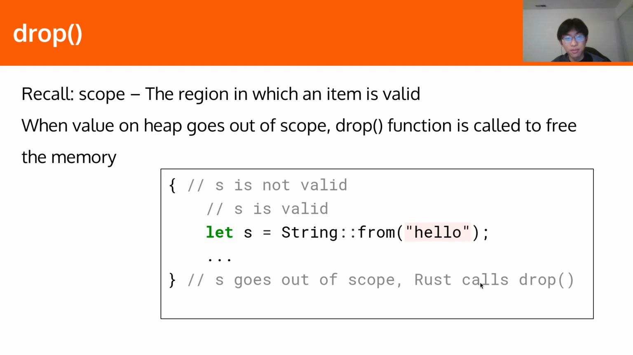And note that this process of calling drop happens automatically, right? We don't need to manually specify that we allocated this memory and now we need to free it. It happens automatically because of the ownership rules and the scope. Of course, we can actually manually call drop on variables to free them manually, but it's not good practice.